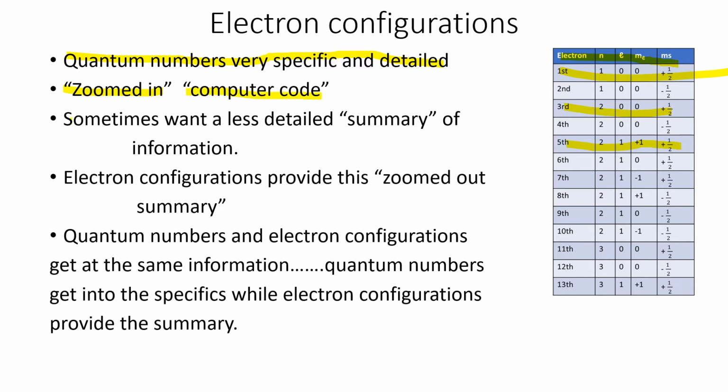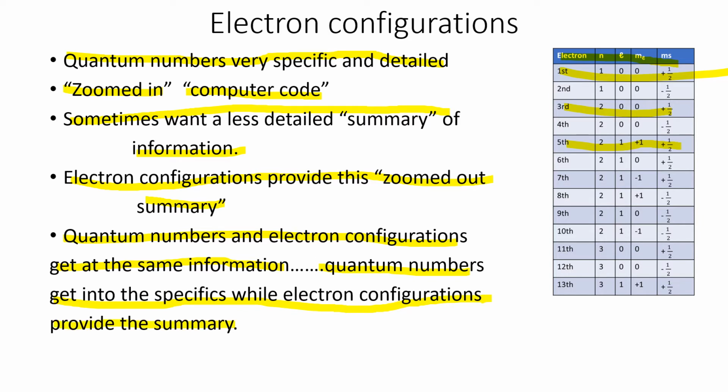Sometimes what we want is a less detailed summary of information. What we're going to see is that electron configurations provide this zoomed out summary. Quantum numbers and electron configurations get at the exact same information. The quantum numbers get into the specifics while the electron configurations provide the summary.